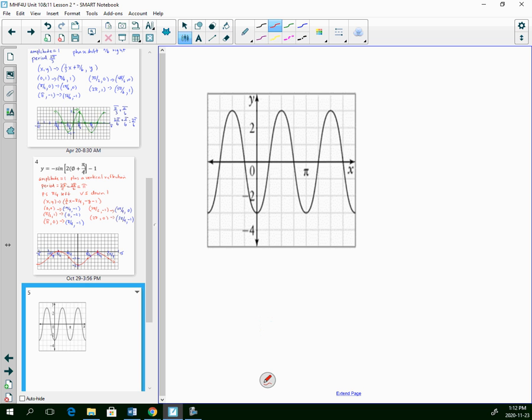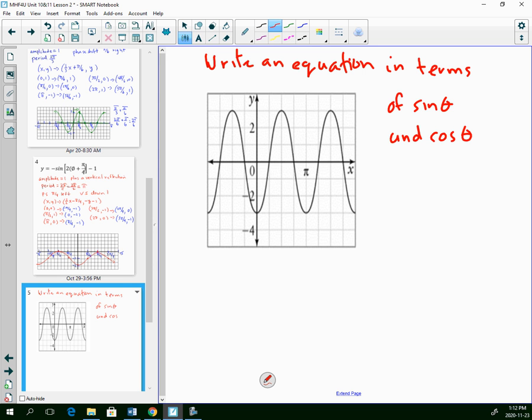Okay, I'm just going to do one graphing because some people might be there by now. So you will also be asked to write an equation given a graph. And we're going to write it in terms of sine theta and cosine theta.